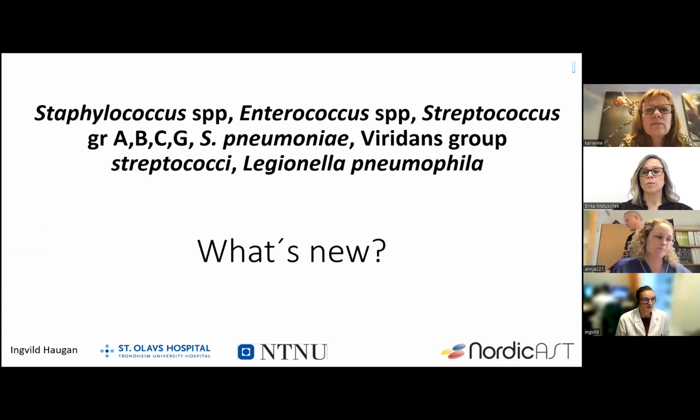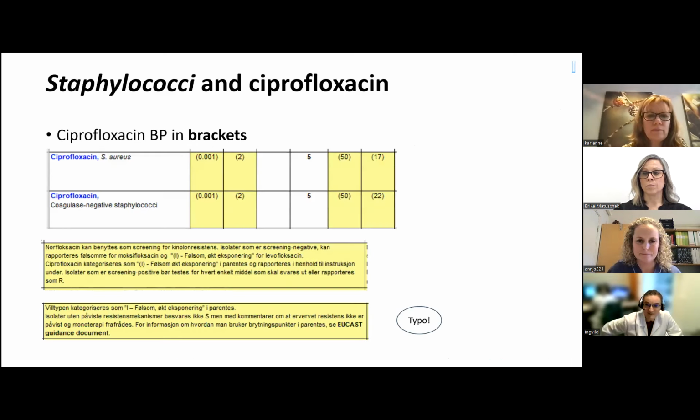I have some slides on the Staphylococcus species, Enterococcus, the beta-hemolytic streptococci, Strep pneumoniae, viridans streptococci, and Legionella pneumophila, or at least for some of them, because there are not actually very many changes for these species. So we'll start with the Staphylococci next.